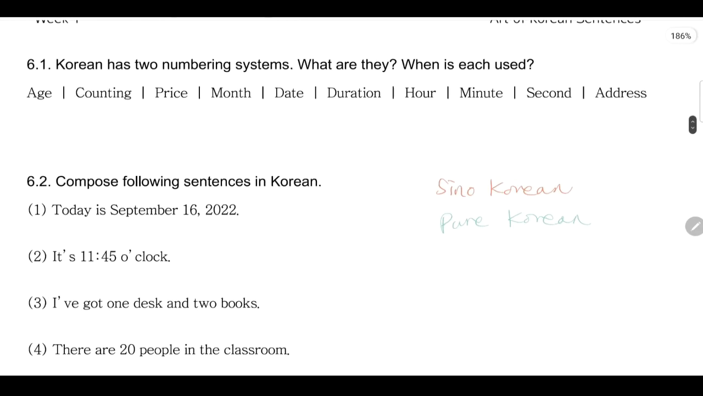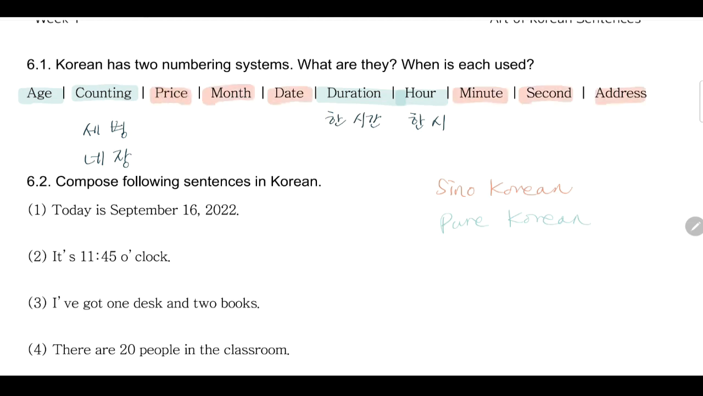For what items do you need Sino-Korean numbering system? Our pure Korean, isn't it? 1시, 2시, 3시. 자, if it's duration. For example, 1 o'clock 어떻게 말해요? 1시 말해요. How about 1 hour? 1시간 말하지. 자, 그 다음에 rest of them are Sino-Korean.